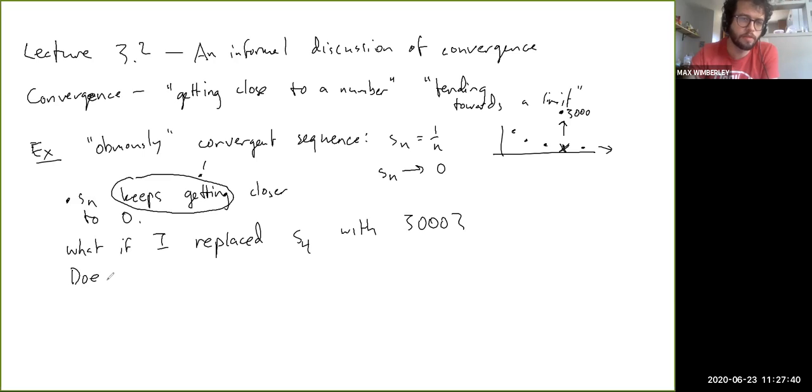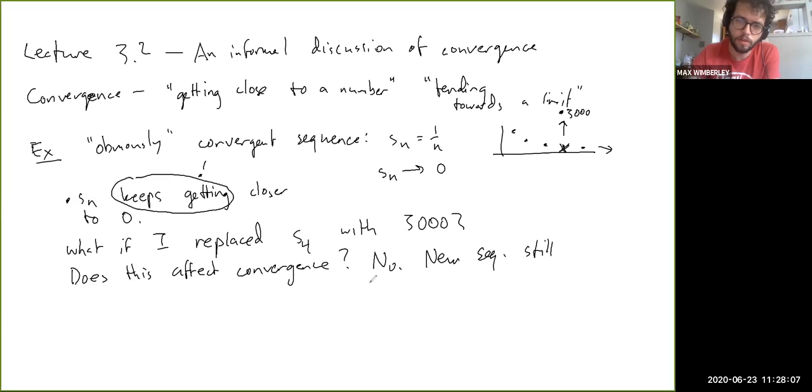Should this affect the convergence, right? The answer is no. I mean, maybe that's not clear, but I'm just telling you that we don't want this to be a problem when it comes to telling whether this sequence converges. This new sequence still converges to 0.